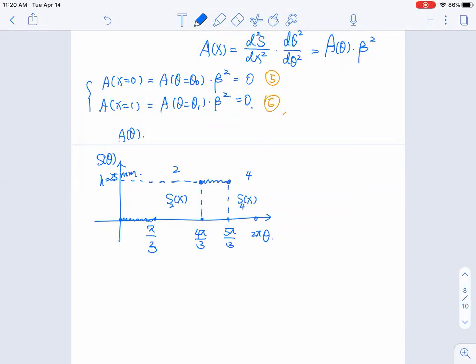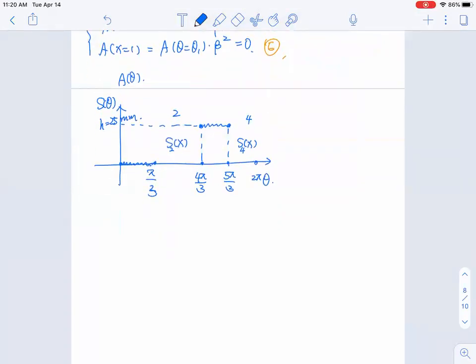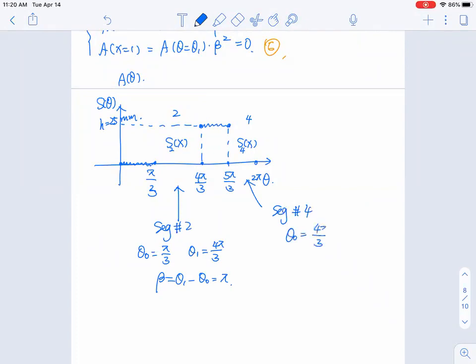So you can also think about these after class. Make sure you can solve the question. The hint is when you design for segment number 2, your theta naught is 1/3 pi, theta 1 is 3/4 pi, and then your beta is theta 1 minus theta naught. When you design for segment number 4, your theta naught is something like this, theta 1 is 2 pi, and then your beta is 1/3 pi.